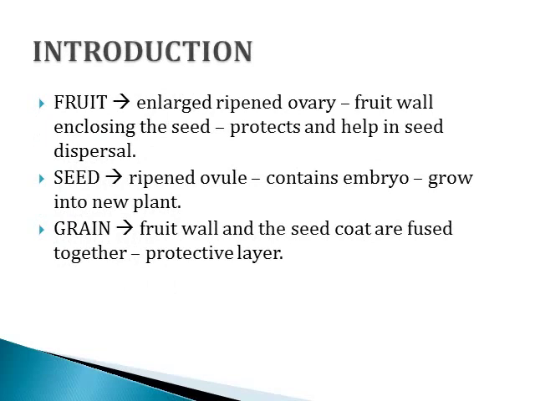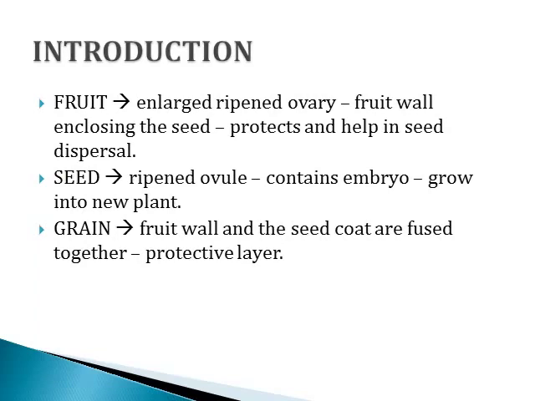We should know the definition for fruit, seed and grain. If you take fruit, we very well know after fertilization some changes take place in the floral parts of the flower. So the ovary changes to fruit, the ovule changes to seed, the ovarian wall changes to fruit wall. So what is a fruit? A fruit is an enlarged ripened ovary which has a fruit wall enclosing the seed, and this fruit wall protects the seed and also helps in seed dispersal.